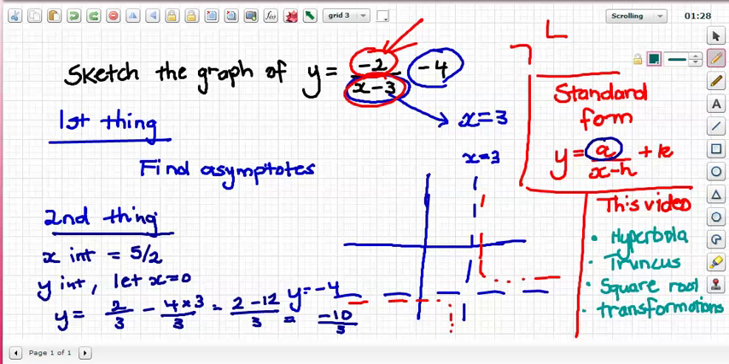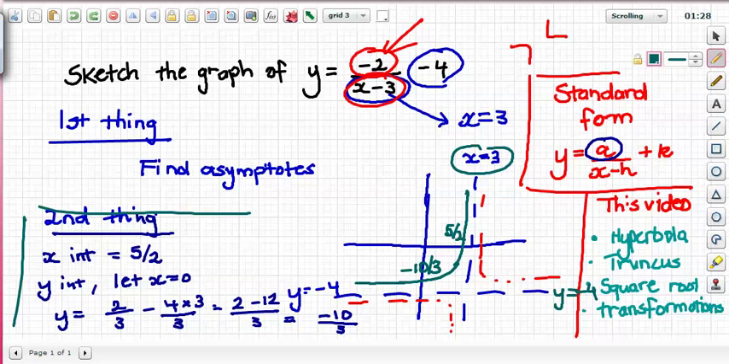So negative 10 over 3, this is this point over here. So our graph, which has been reflected, is going to look like so. And this point here is negative 10 over 3. It then intersects the x-axis at 5 over 2. And of course, we had our vertical and our horizontal asymptote at y equals negative 4. That's all you need to get your full marks. Just make sure that you are showing your working with this.